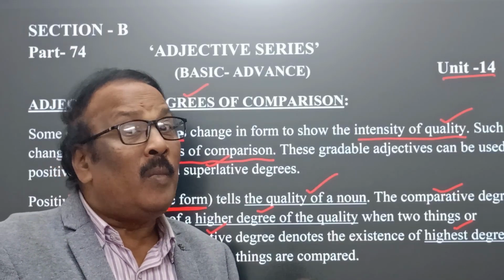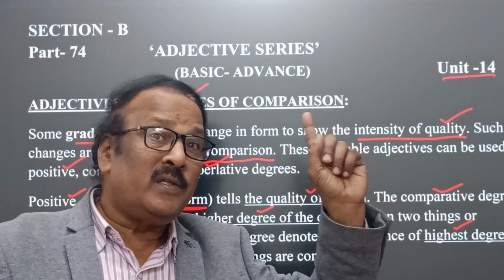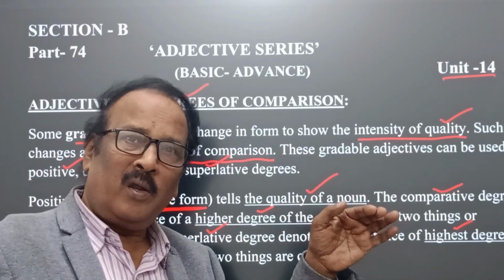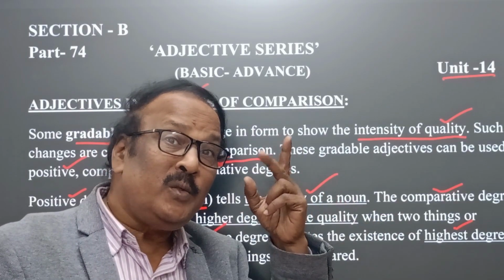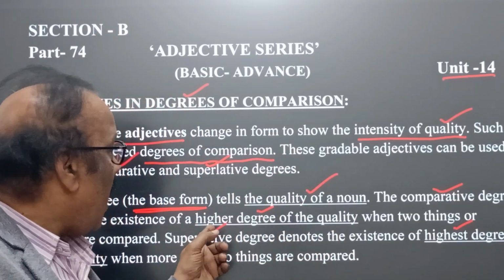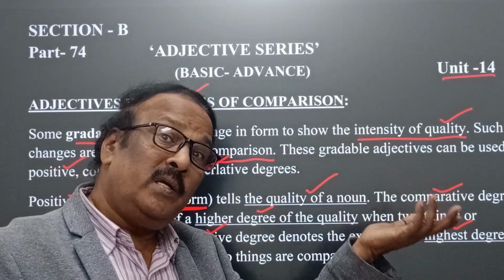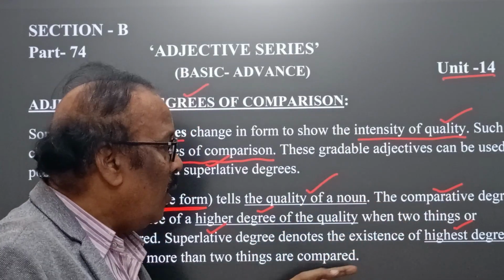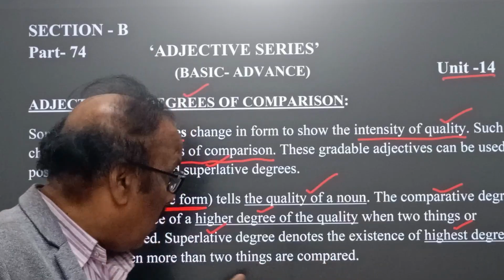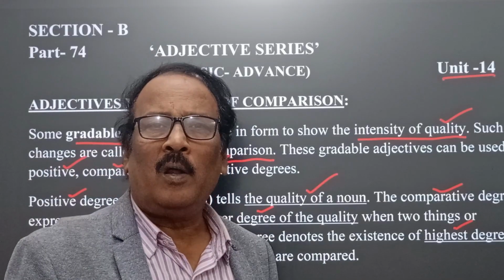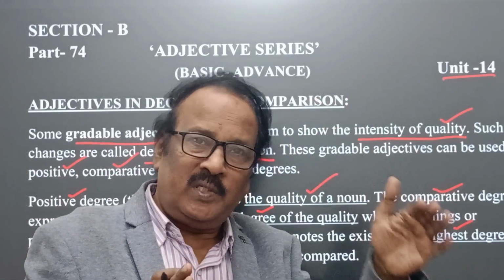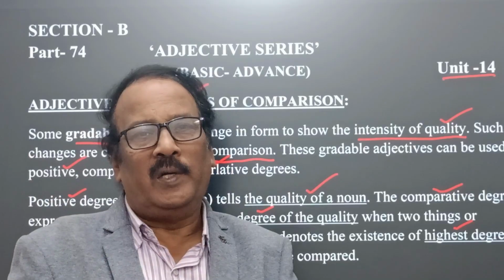Okay, yes, adjective of positive degree indicates quality of one particular noun. It may be a thing or a person. Adjective of comparative degree is used whenever we compare two things or persons to indicate a higher degree of quality. Adjective of superlative degree is used whenever we indicate a highest degree of quality of more than two things or persons. These are the difference in between the adjective of positive degree, comparative degree and superlative degree.